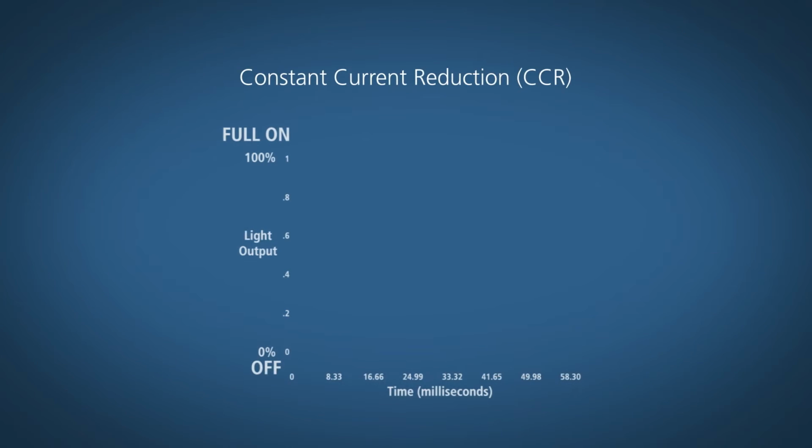CCR is similar to adjusting the water flow in a garden hose with a faucet. As you turn the faucet, the water flow is uniformly adjusted down or upward. In a similar manner, a CCR dims an LED luminaire by uniformly adjusting the current upward or downward.